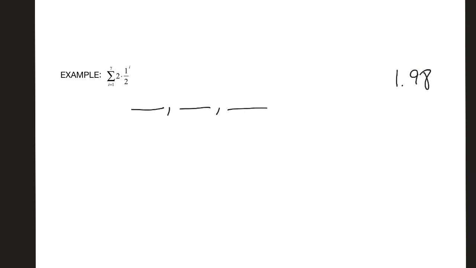So when I plug in 1, I get 1. When I plug in 2, I get 1/2. When I plug in 3, I get 1/4. It's pretty obvious that this is geometric with a first term of 1 and a ratio of 1/2. I also know that I'm trying to find the sum of the first 7.